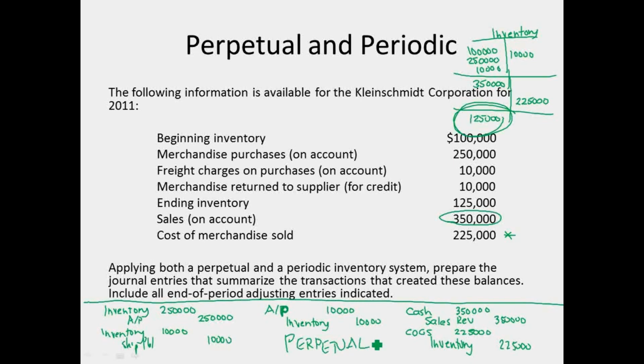And I don't need any adjusting entries because all the entries are made at the time that I initially record both the purchases and the sales. Now, let's say I use a periodic inventory system. Then things are completely different.